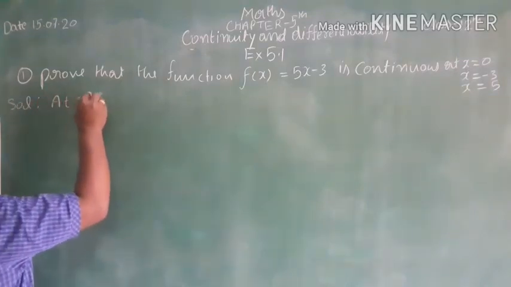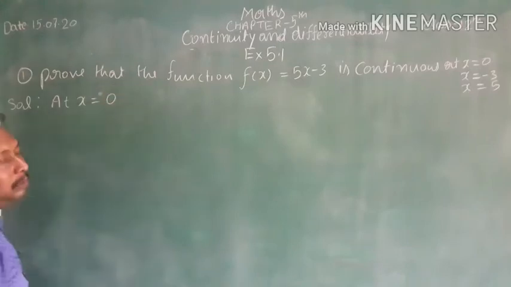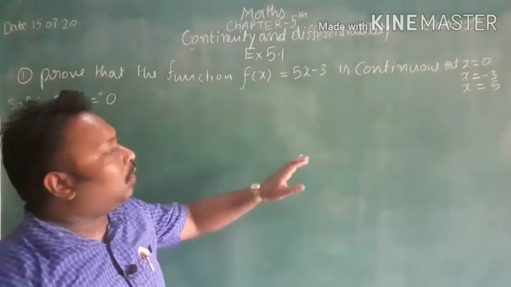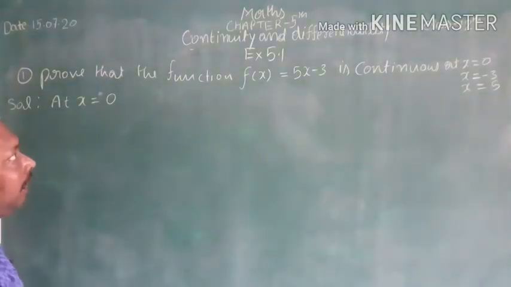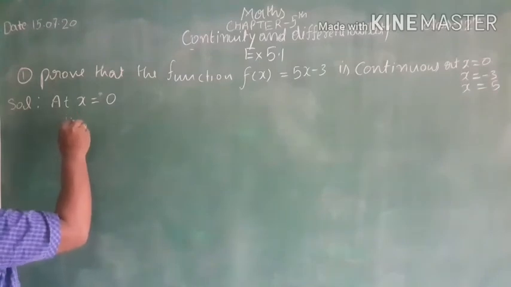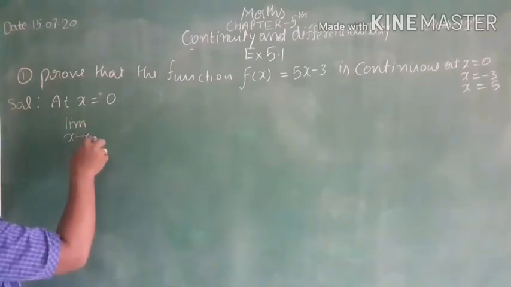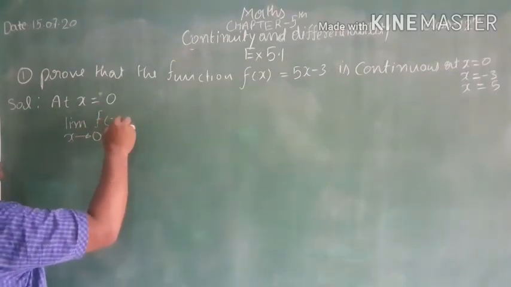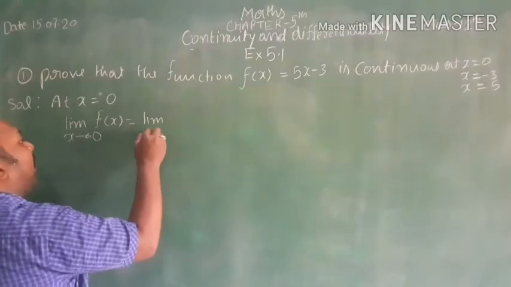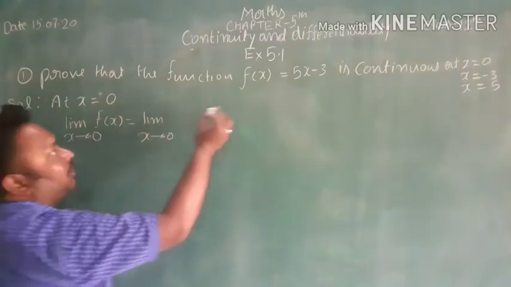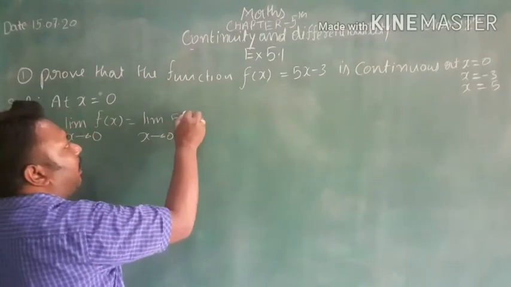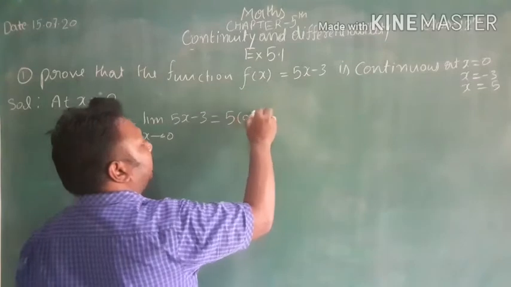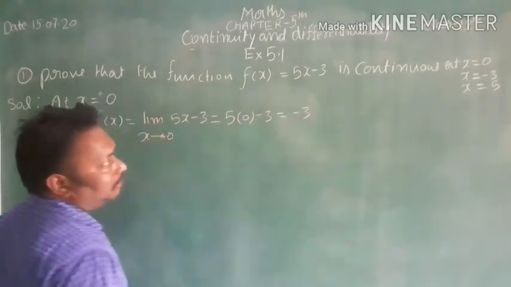First you write down x equal to 0, the point at which you prove whether the given function is continuous or not. Then you find out the limit x tends to 0 of f(x), in place of a you write 0. Put the value of the function, 5x minus 3. Now put the value of x, so we get our answer minus 3.